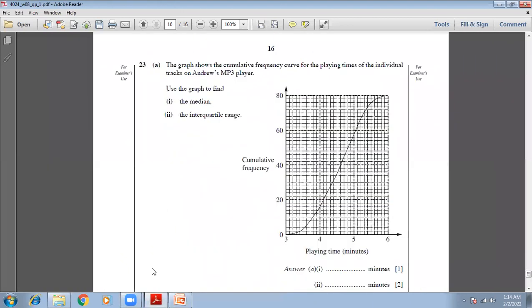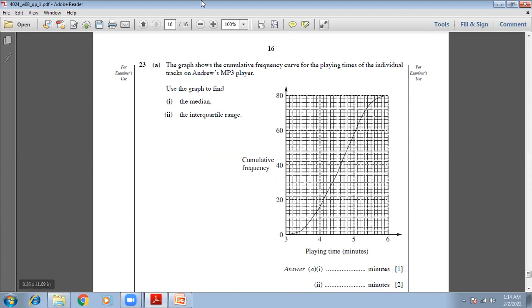Okay, so here we go. The graph shows the cumulative frequency curve for the playing times of the individual tracks on Andrew's MP3 player. Use the graph to find the median. If you want to find the median from the cumulative frequency curve, you see the total cumulative frequency here is 80. The median will be 50% of the total of the cumulative frequency. So 50% of the 80 will be 40.